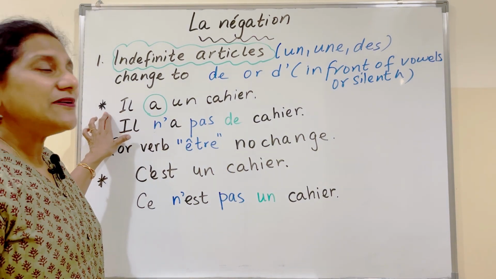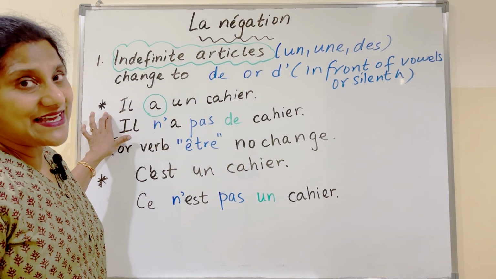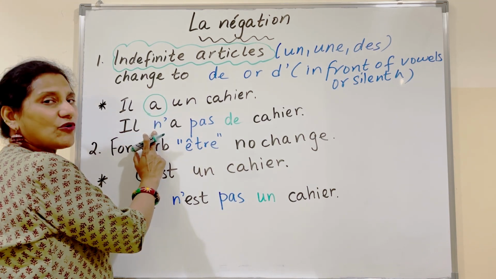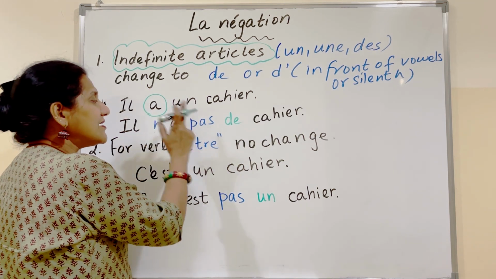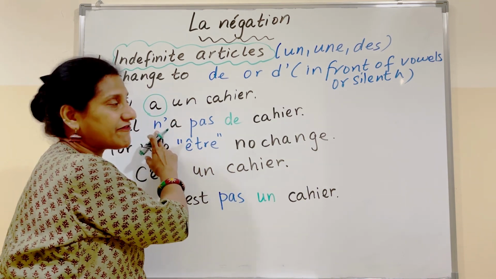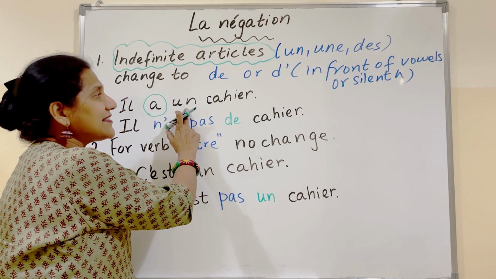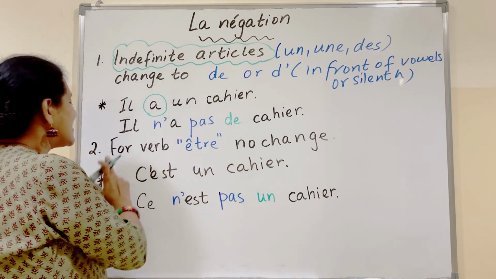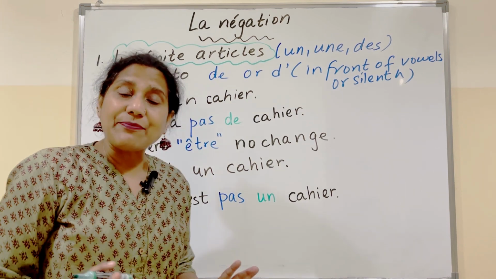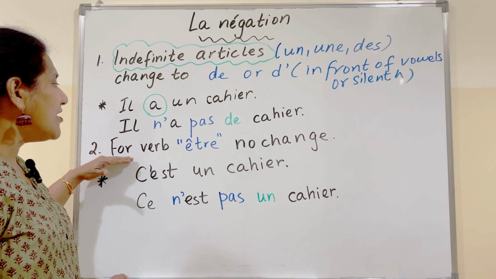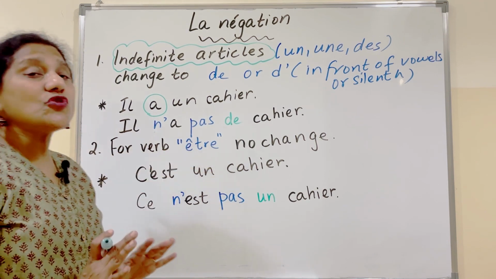Let's take an example. Il a un cahier. So identify the verb as a, put ne before the verb and pas after. This verb begins with a vowel, so we need to write an apostrophe. And un, that is the indefinite article, will change to de. This rule is not applicable when the verb is être. Mind you, be very careful here. For verb être, no change.